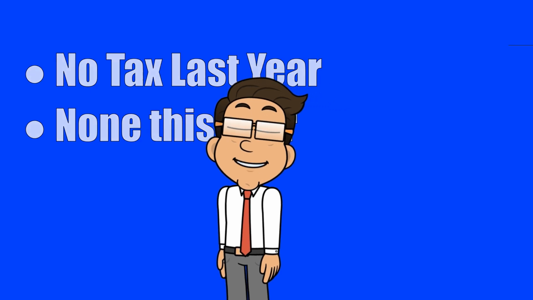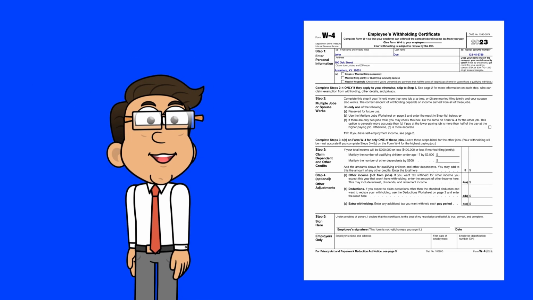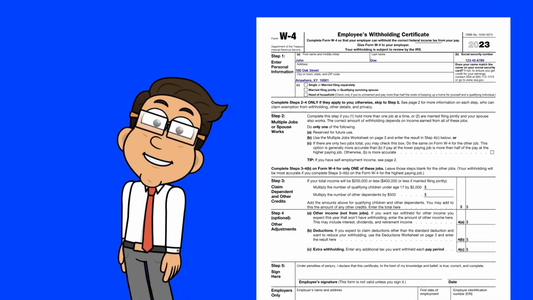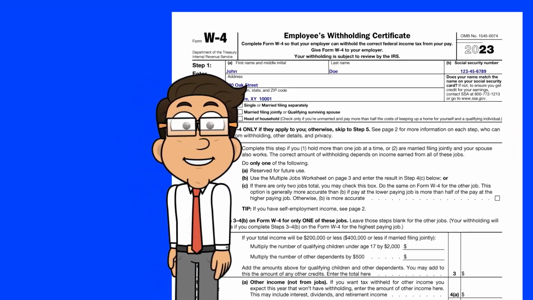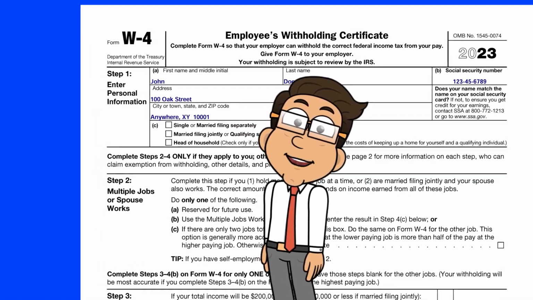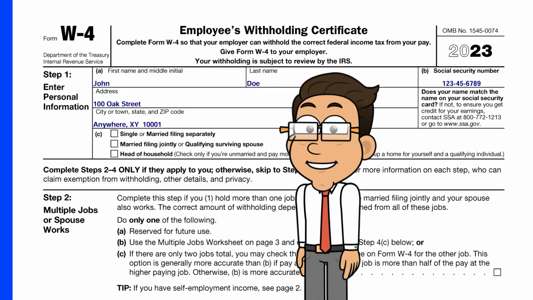Now, let's move on to the IRS W-4 form. This form is used by your employer to determine the amount of income tax to withhold from your paycheck. The information you provide on this form directly affects the size of your paycheck and the amount you may either owe or get refunded when you file your annual tax return. So, how do you claim exempt on your W-4 form?